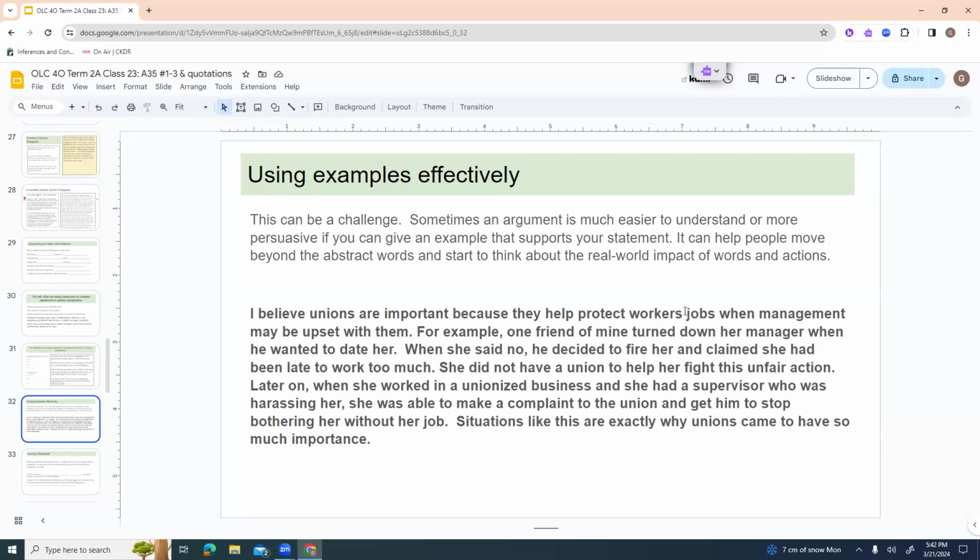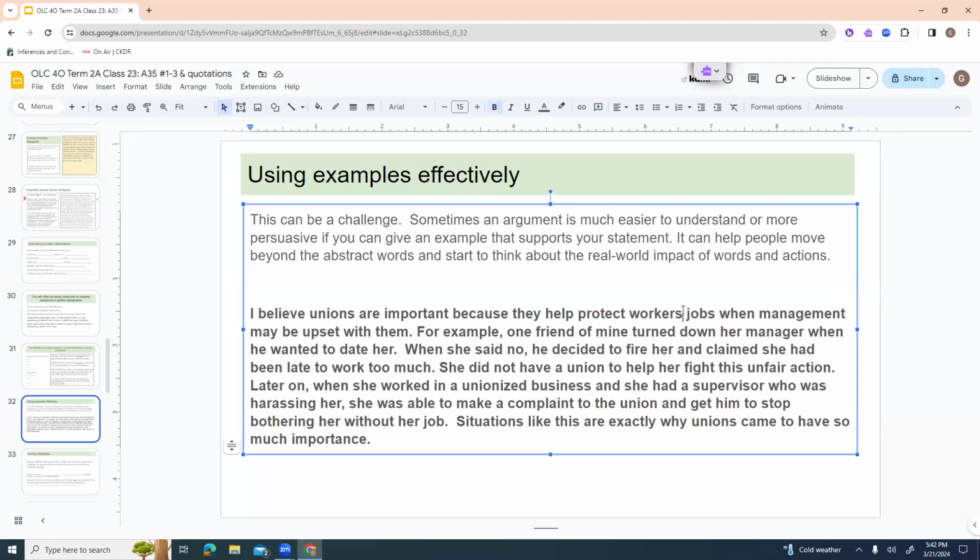For example, one friend of mine turned down her manager when he wanted to date her. When she said no, he decided to fire her and claimed she had been late to work too much. She did not have a union to help her fight this unfair action. Later on, when she worked in a unionized business and she had a supervisor who was harassing her, she was able to make a complaint to the union and get him to stop bothering her without losing her job. Situations like this are exactly why unions came to have so much importance.